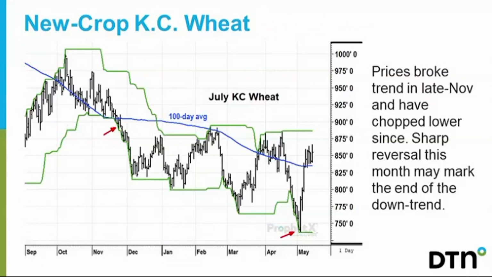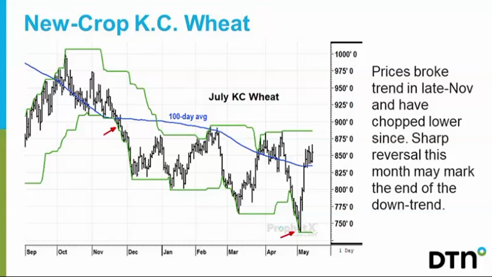The chart of July Kansas City wheat, which is the new crop Kansas City wheat, has had some sharp ups and downs, but basically it's been under bearish pressure since making a high in early October. We saw a bearish break in November around Thanksgiving time, where it fell below the 100-day average and also made a new 1-month low. That bearish pressure has basically held steady on wheat ever since, in spite of a lot of choppy up and down action.